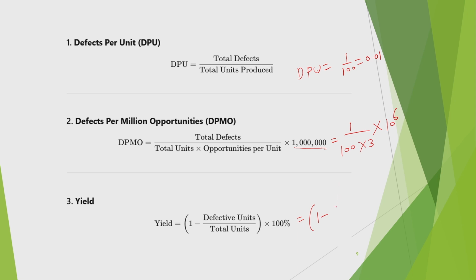Let us say we are making 50 units and 1 unit is totally defective. So 1 minus 1 by 50 into 100. This becomes 49 by 50, into 100, so that means 98. So we say 98% yield is there. Naturally that means your actual production is having only 98% yield. Please note that this is defective units, not the defect. Here there is a total defect.